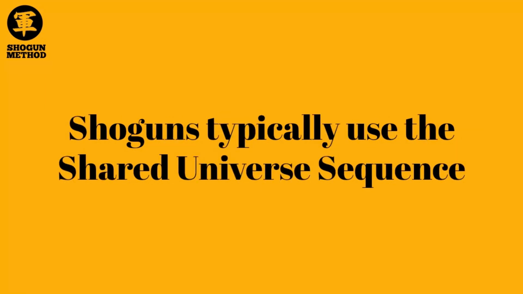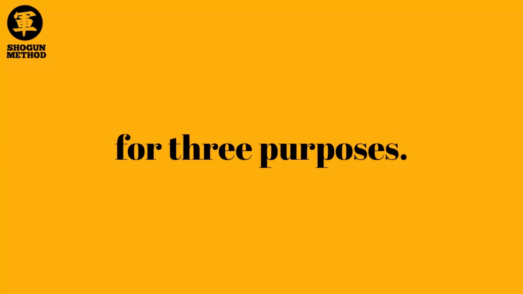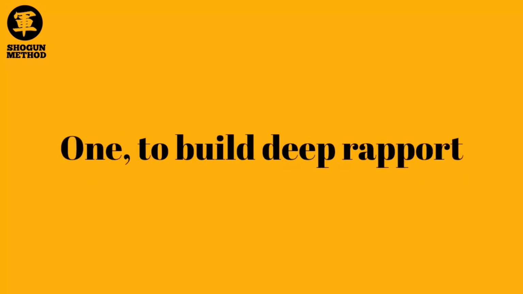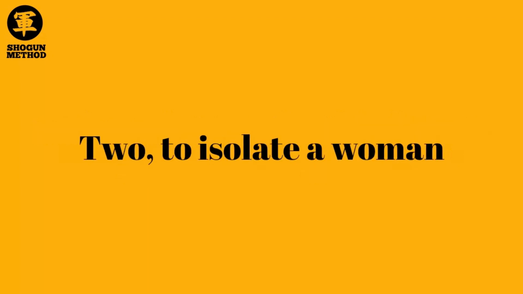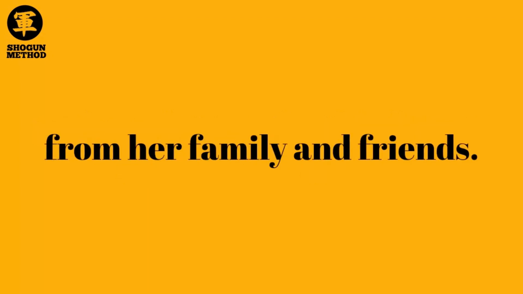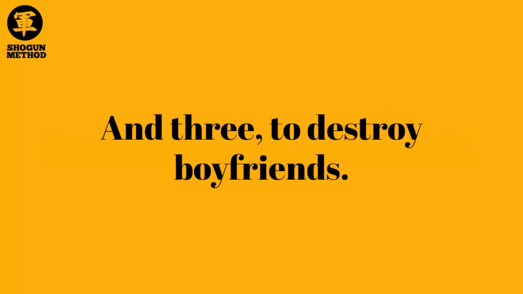Shoguns typically use the shared universe sequence for three purposes. 1. To build deep rapport and escalate to the third stage in the IRA model. 2. To isolate a woman from her family and friends. And 3. To destroy boyfriends.